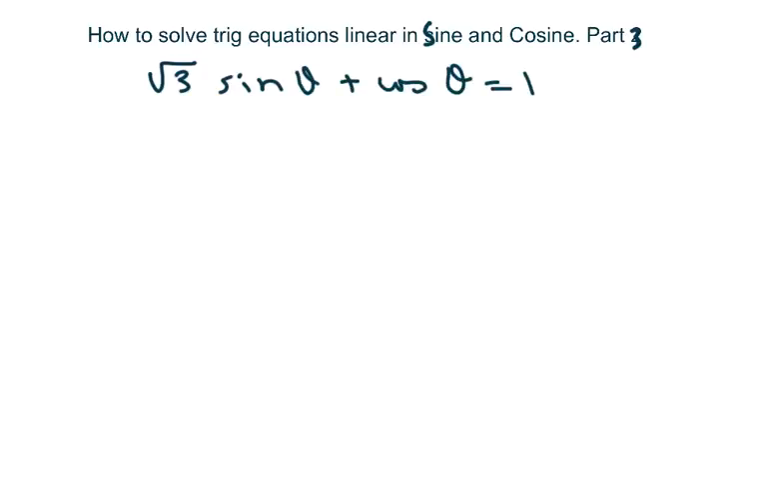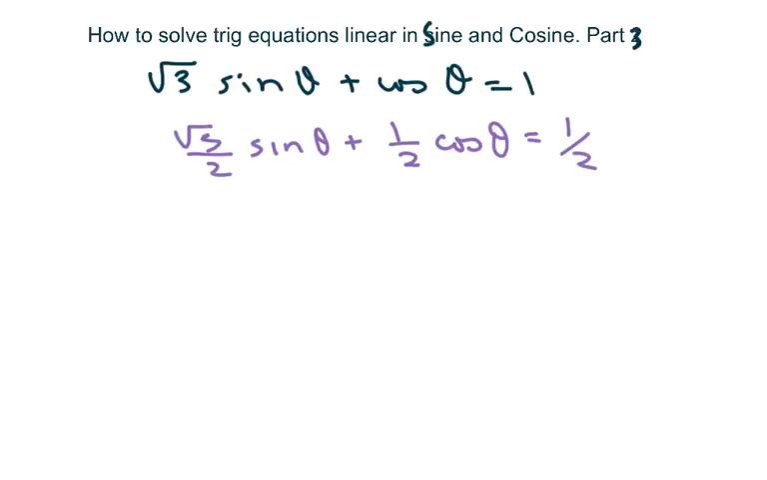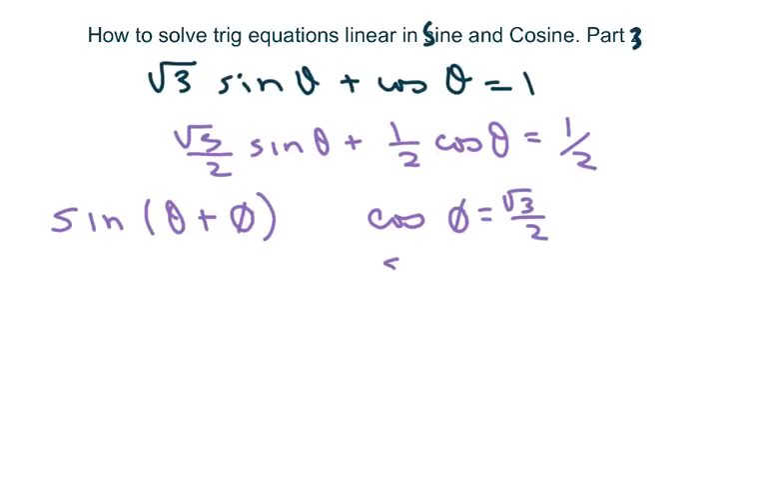So the first step is to divide everything by 2, so we'll get square root of 3 over 2 sine of theta plus 1/2 cosine of theta equals 1/2. So we're going to use the sum formula, and what we want is to get it down to sine of theta plus phi. So we have to create a phi here, and what I'm going to do is rewrite cosine of phi equals square root of 3 over 2, and sine of phi equals 1/2.